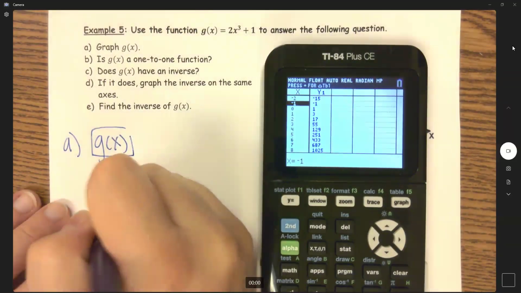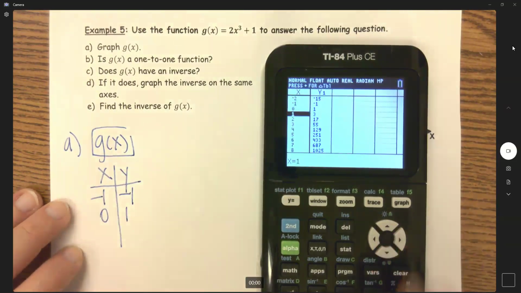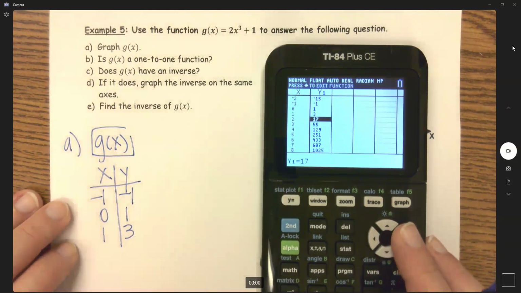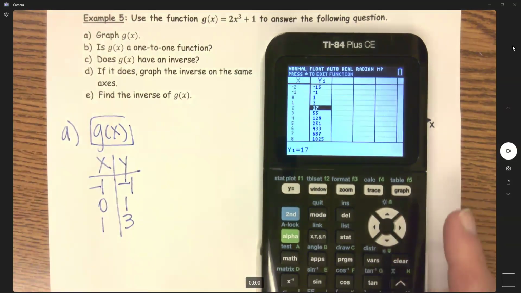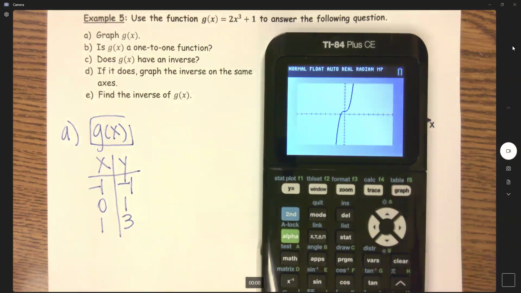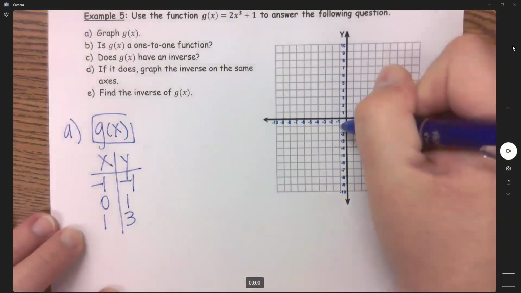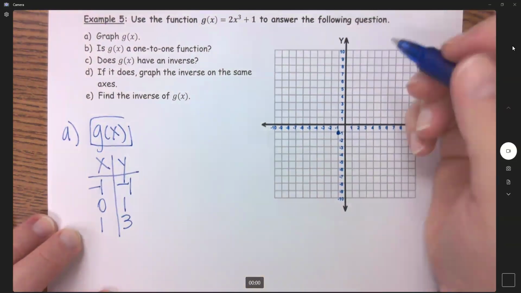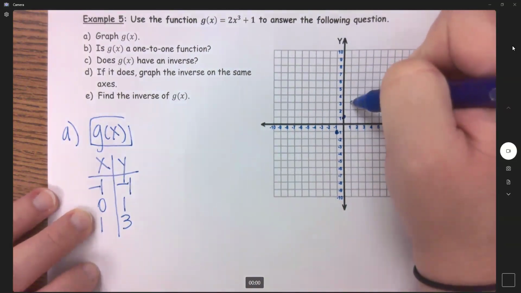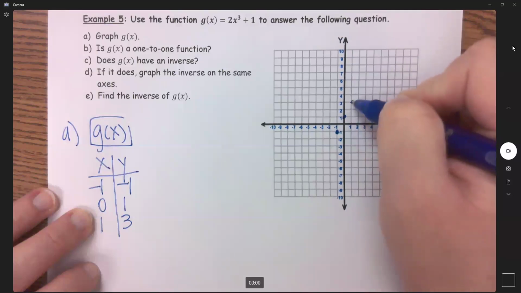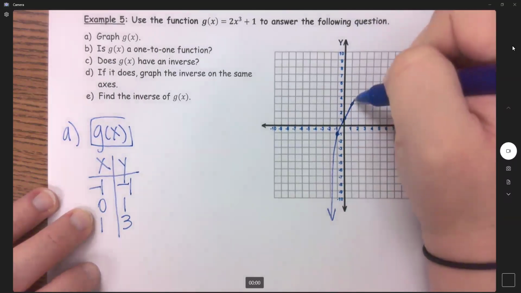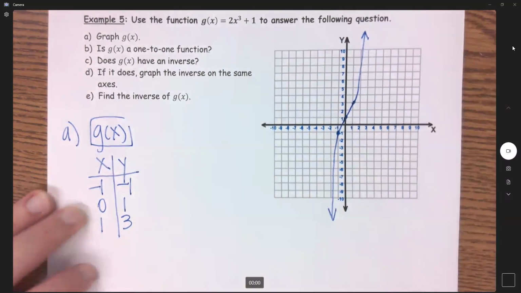We have 0, 1, 1, 3. And then 2, 17 is not going to fit. So I can only fit these 3 ordered pairs. So I'm going to graph it, and then keep in mind this is what the shape of this graph should look like. So we've got -1, -1, 0, 1, and 1, 3. So what's going to happen is it's going to kind of curve down and go straight down there and curve up like so.